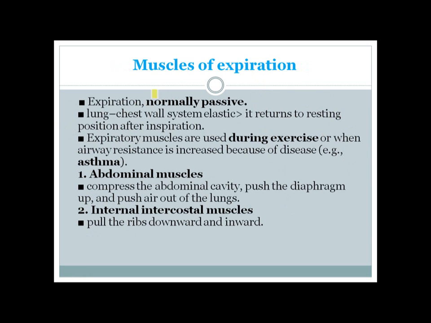The muscles of expiration are normally not used because expiration is commonly passive, and the passivity is due to the elasticity of the lung and chest wall system, which helps return it to the resting state after inspiration. You only use expiratory muscles during exercise or when the air resistance is increased because of disease like asthma. The muscles you can use for forceful expiration are the abdominal muscles and also the internal intercostal muscles.